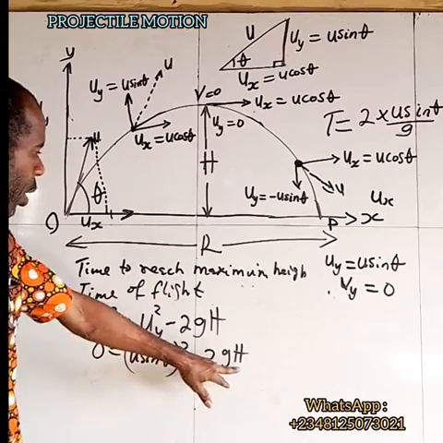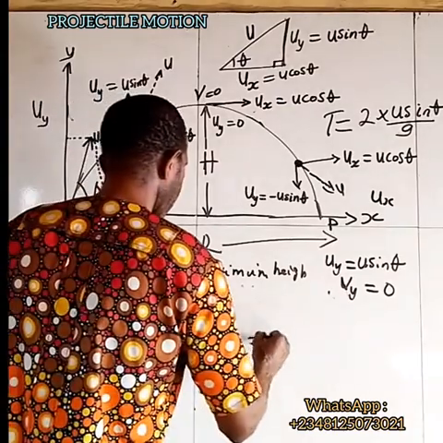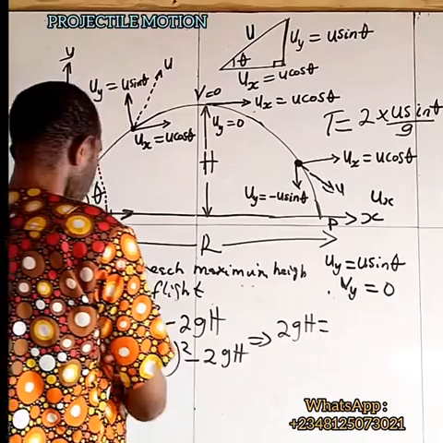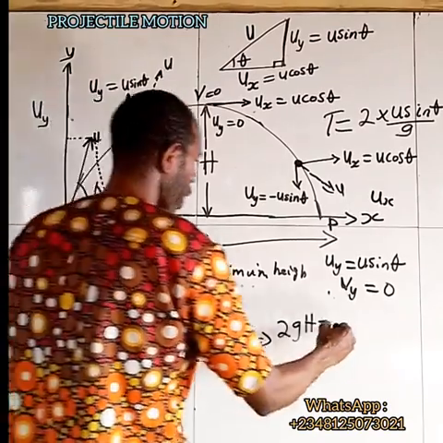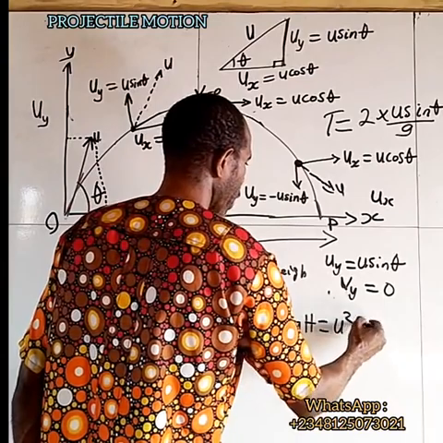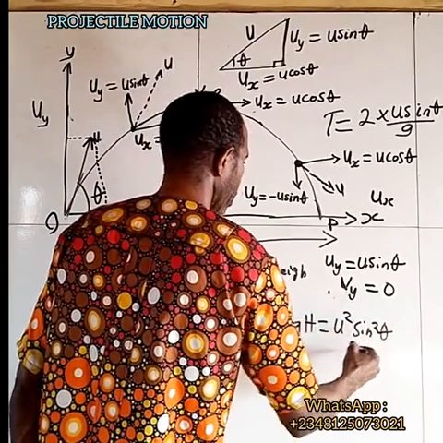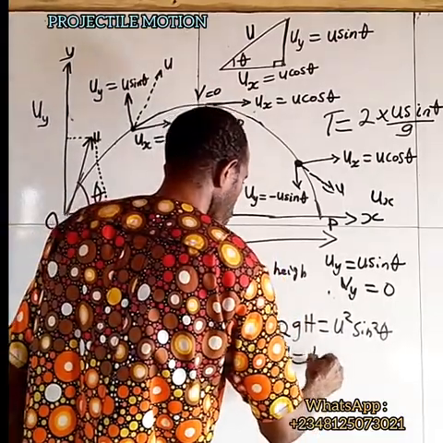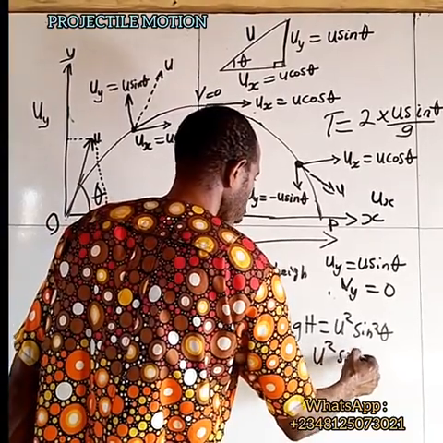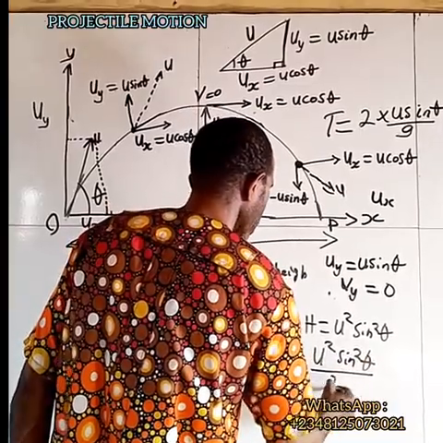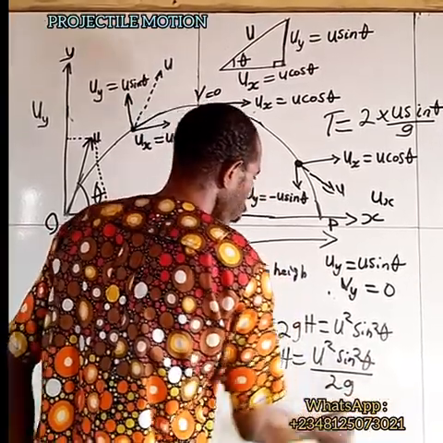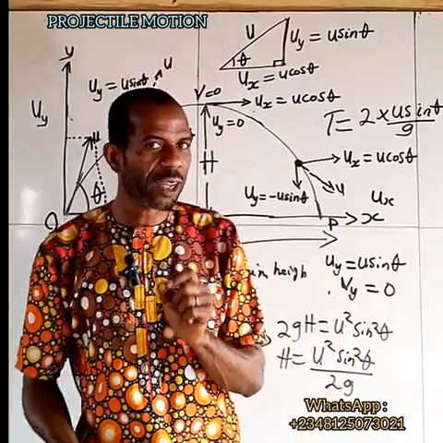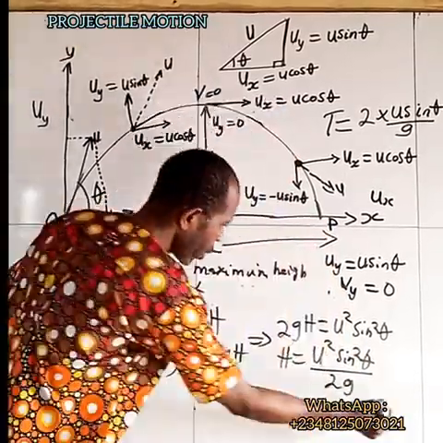Now, let us take this one to this side. So this will now imply that 2gh is equal to, now distribute this square to both, u square sine square theta. Then we are going to look for h. h is now equal to u square sine square theta all over 2g. So this is what we use in calculating the maximum height for a body projected at an angle. So take note of this. This is how we get this.